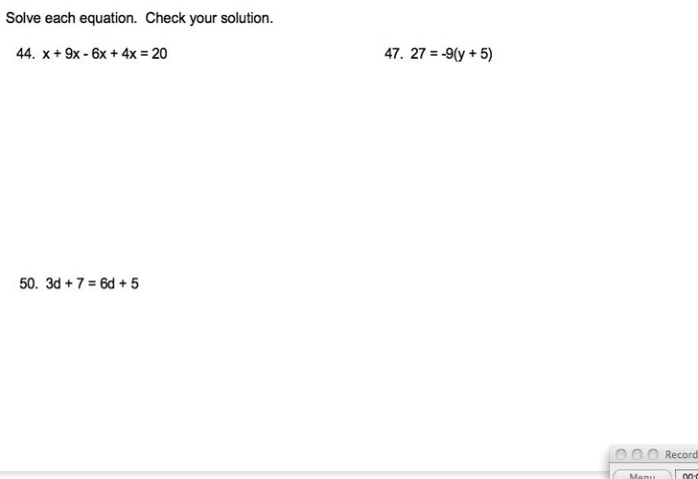Now we start solving a lot of equations, and you should always remember to check your solutions. If it says solve each equation and check your solution, usually that means they're going to be looking for your check to see if it does check.